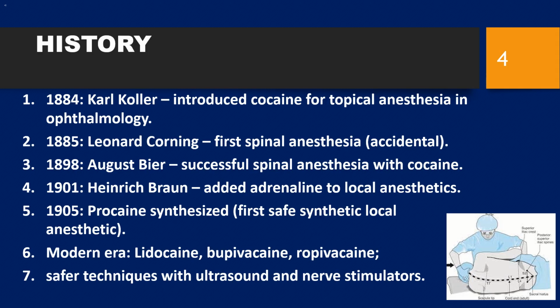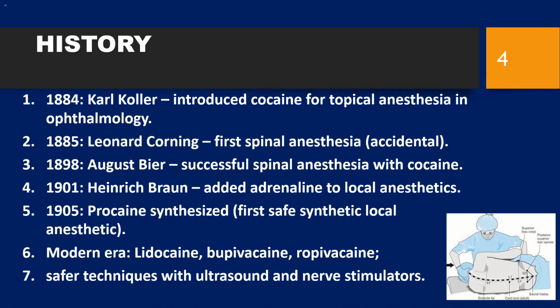History of regional anesthesia. 1. 1884. Carl Koller introduced cocaine for topical anesthesia in ophthalmology, marking the beginning of local anesthesia and revolutionizing pain management in eye surgery. 2. 1885. Leonard Corning performed the first spinal anesthesia, accidental although unintended. This paved the way for future developments in regional anesthesia.